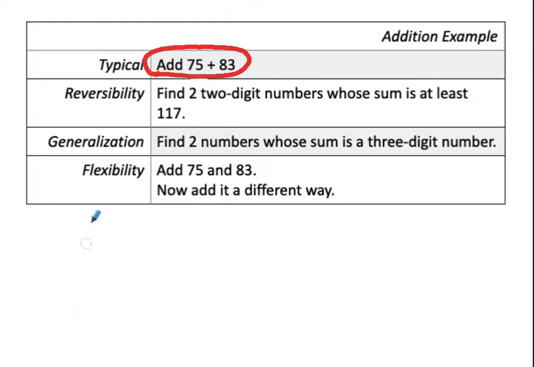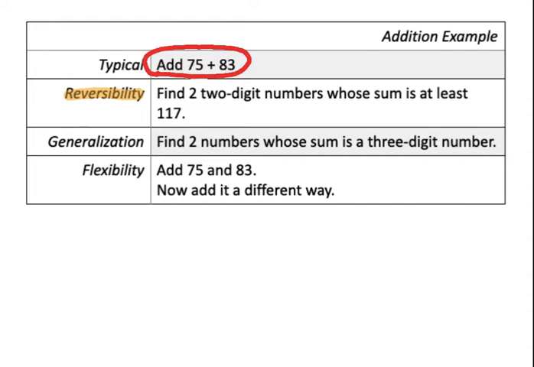reversibility, well, we could take that task and alternate it by saying find 2-digit numbers whose sum is at least 117. So even the answer itself doesn't have to be exactly 117. We know it could be 117 or more, but the rule here also is that there are two-digit numbers. So again, it goes along with what the original task was, but allows for multiple answers and for it to be much more accessible to students.